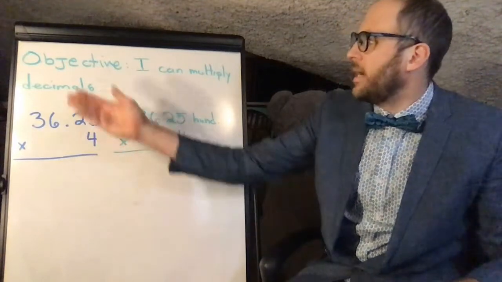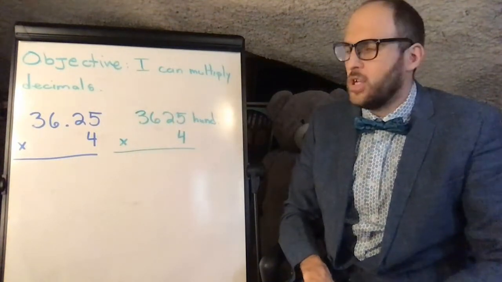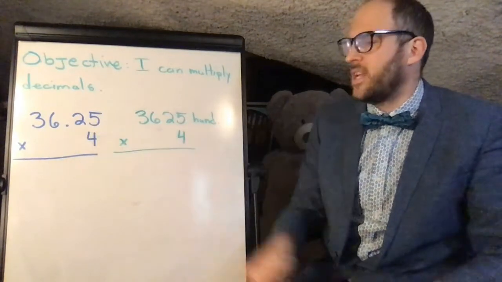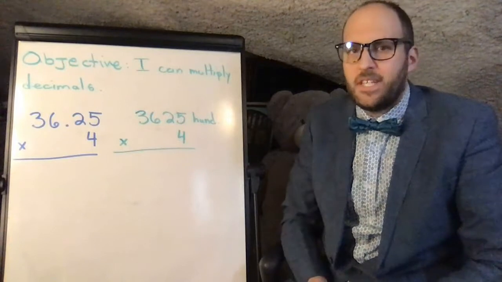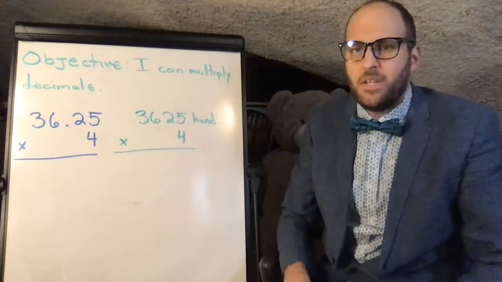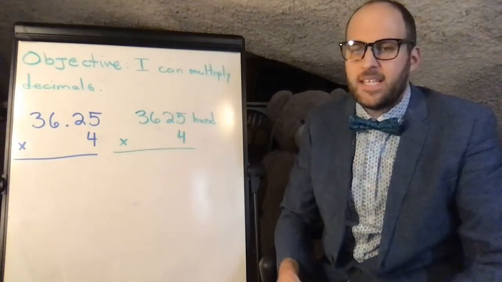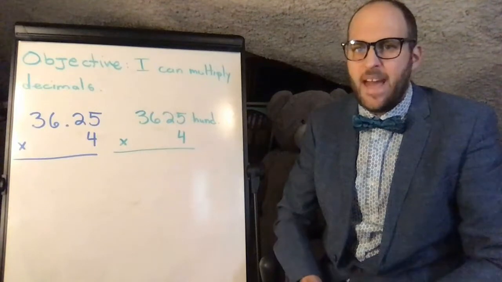Here we're going to talk about multiplying decimals this week. So in our first problem, we have 36 and 25 hundredths times 4. When you multiply by decimals, you're basically doing the exact same thing as multiplying by a whole number, except you have to take out the decimal at the beginning and then put it back at the end.